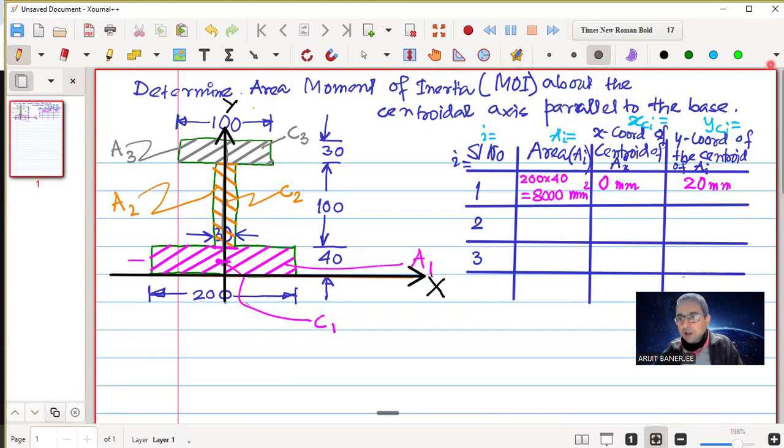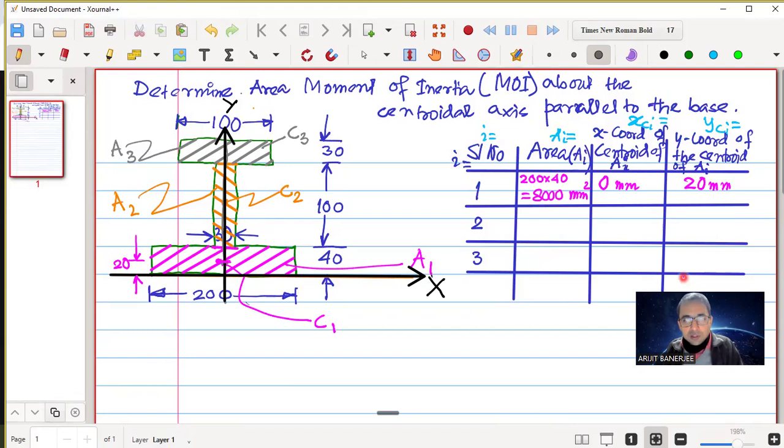20 mm is this one, 20 mm, right? This is the centroid for the shape, the y coordinate. So it is 20 mm. I think you can easily understand that this is a rectangle, so it is the midpoint of the width.